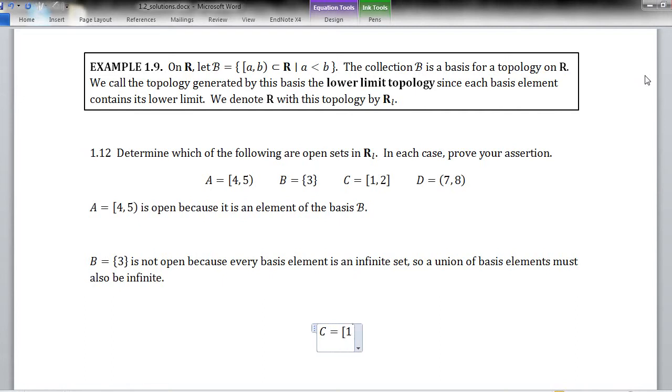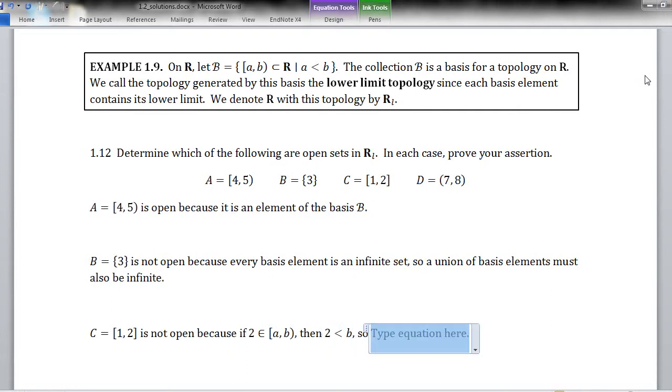Now let's look at C, the interval from 1 to 2, which includes both 1 and 2. Now this is also not open, but we can't use the same argument as we did for B, because this is an infinite set. It has an infinite number of elements in it. What we can say instead is that it's not open because, well, if the element 2 of this interval were contained in some basis element, well, that would mean that 2 is strictly less than b.